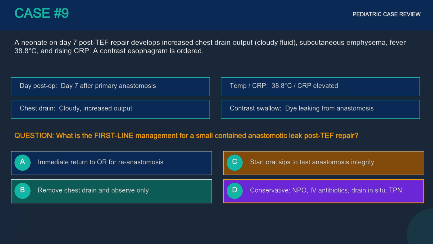The question is, what is the first-line management for a small contained anastomotic leak after tracheoesophageal fistula repair? Option A, immediate return to the operating room for reanastomosis.